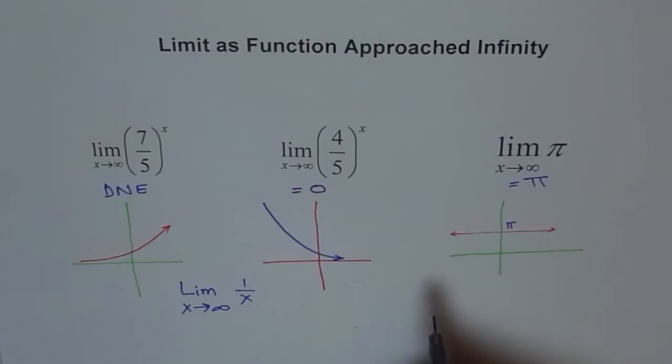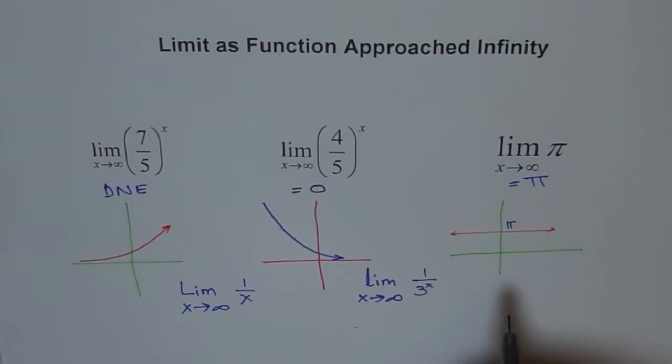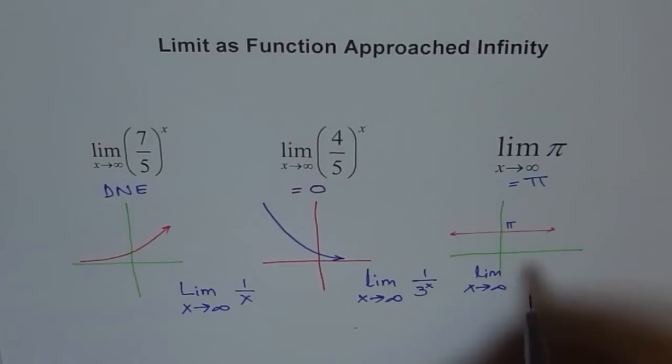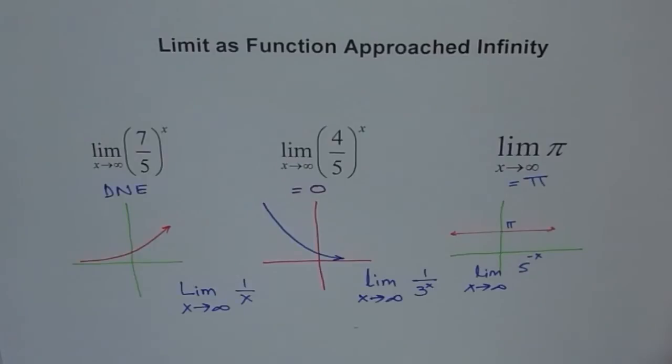Sometimes we may straight away write, well, the L in limit should always be lowercase. I wrote uppercase here, but you should take precaution writing limit with lowercase. As x approaches infinity, we could have 1 over 3 to the power of x. This is the same as writing limit as x approaches infinity of, let's say, 5 to the power of minus x. Do you see? Minus x in the exponent means 1 over 5 to the power of x.